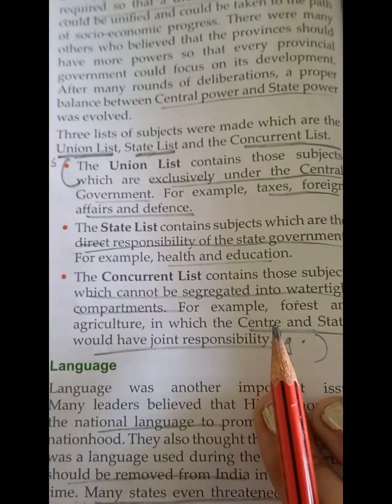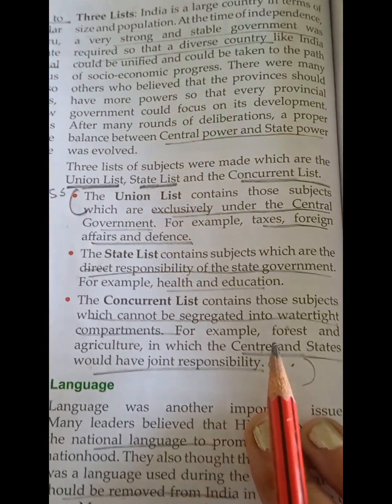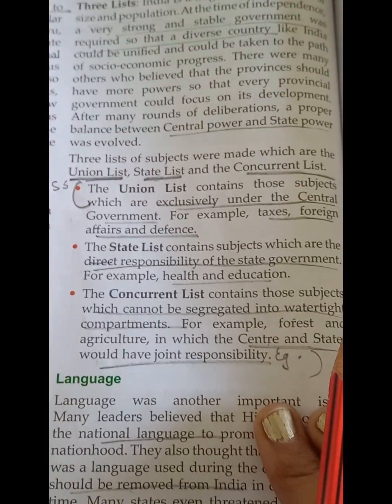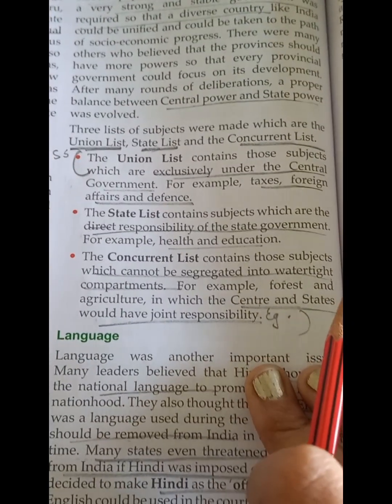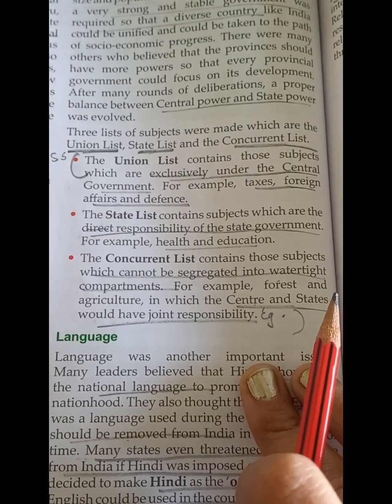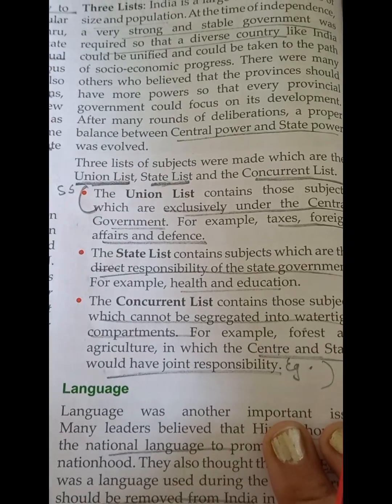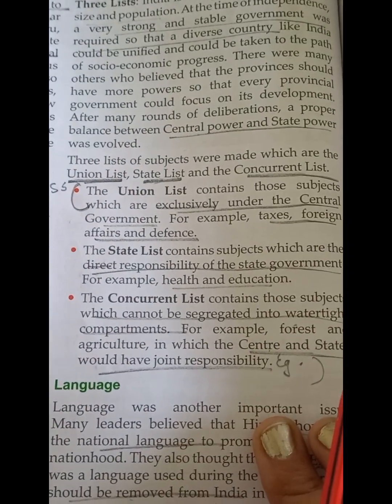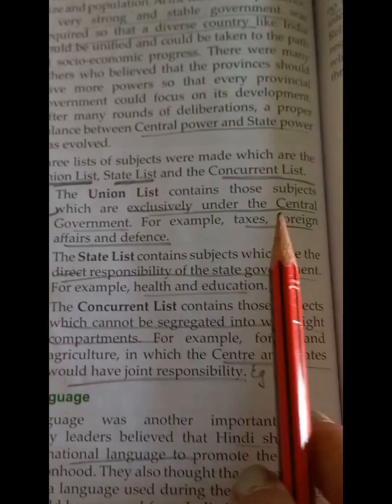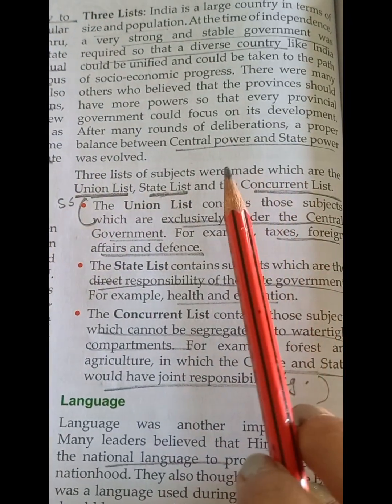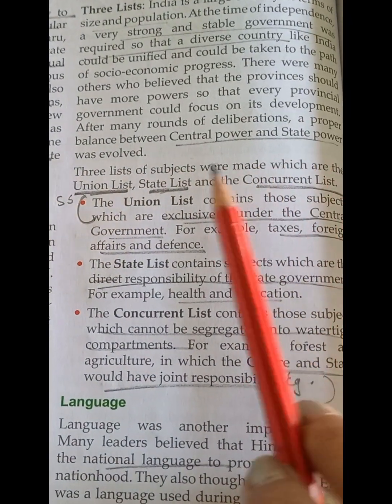Now, at the time of independence, there was a need for a very stable government so that it could manage all the chaos and provide people with basic necessities. For that, central power and state power were evolved. After many rounds of deliberation, a proper balance between central power and state power was evolved.